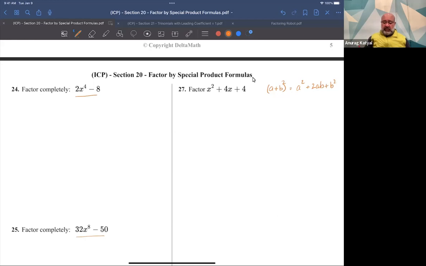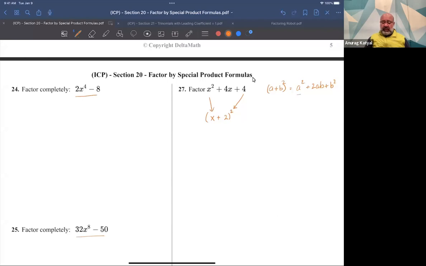So what we do is we find the square root of x squared, which would just be x. We're using a plus sign because all 3 signs are positive. We find the square root of 4, which would give us 2, and this is our guess. We don't know that this is our answer. We have to check the middle term.